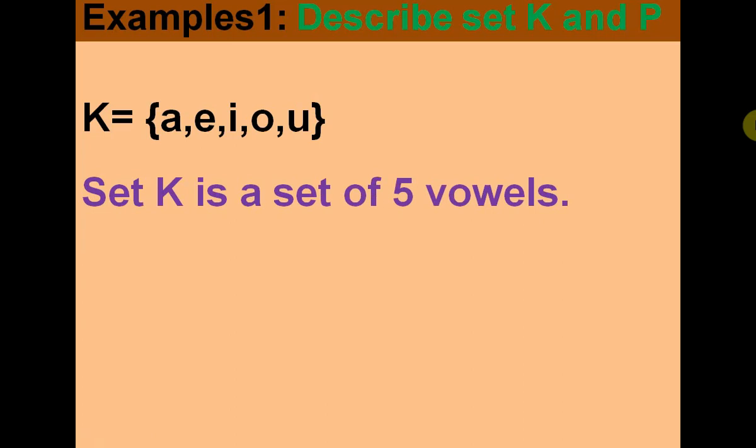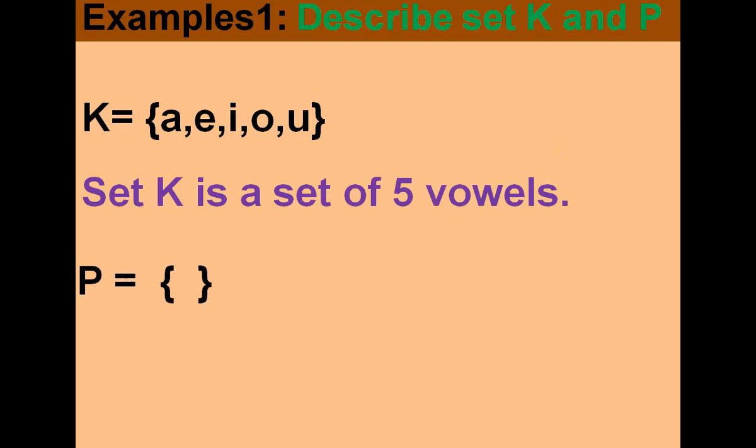Our first example is telling us to describe set K and set P. Set K is right there. Set K has got members A, E, I, O, U, or what we call the vowel sounds. Those are the members of set K. Now, if those are the members of set K, how can we describe set K? We can describe set K by saying that set K is a set of 5 vowels. Is that clear?